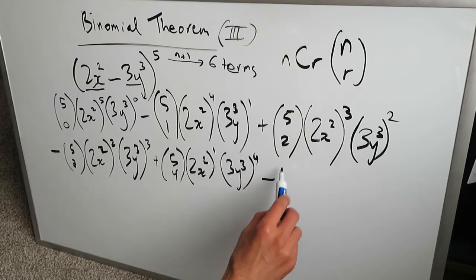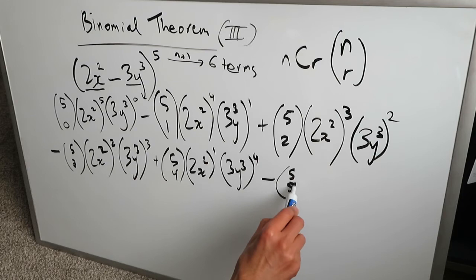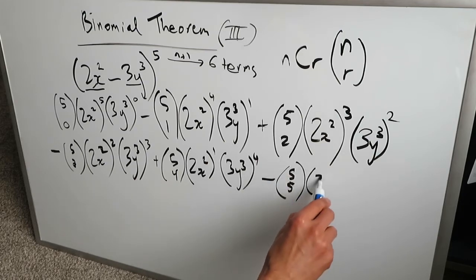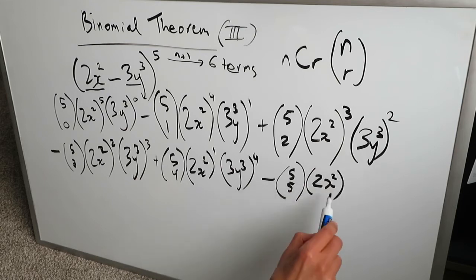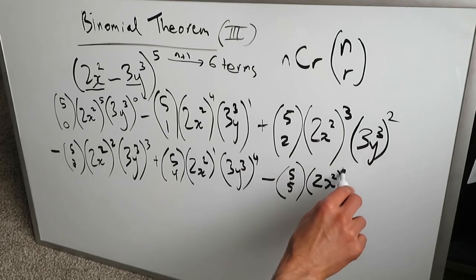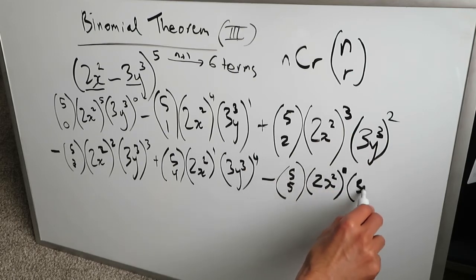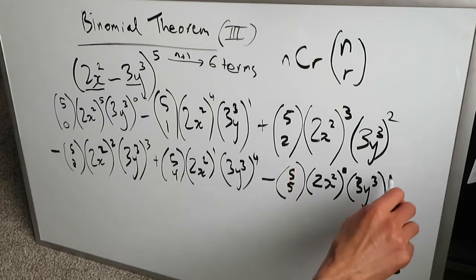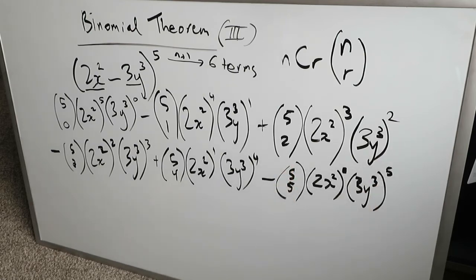Lastly, minus the final term, 5 and 5, n and r. When n and r are the same, we're done. We just have to finish this one last term. 2x squared to the power of n minus r. 5 minus 5 is a 0. And then 3y cubed to the power of r, which is a 5. So now we have the task of actually opening this out. And we want to open this out so I can show you how your final answer will look.